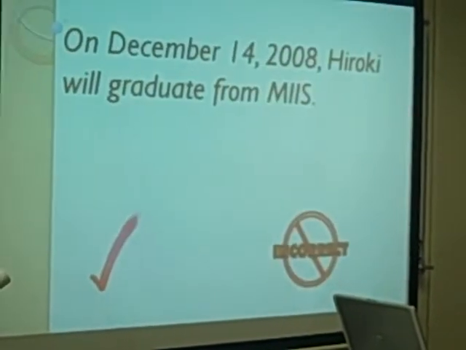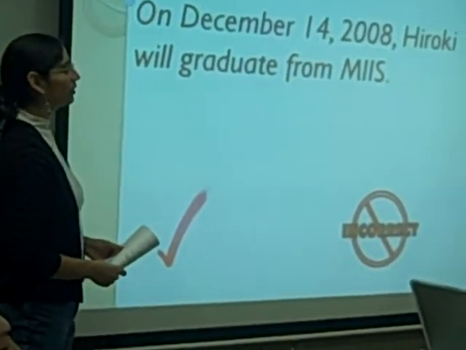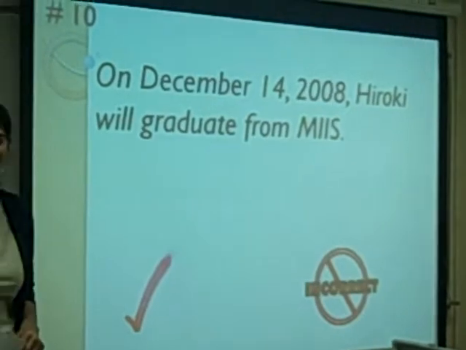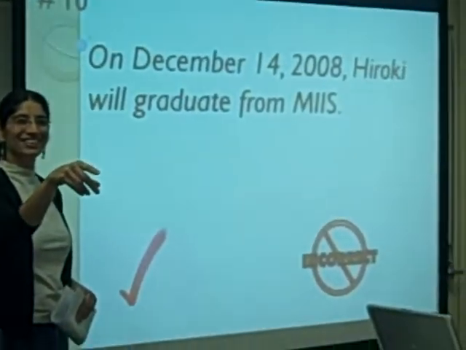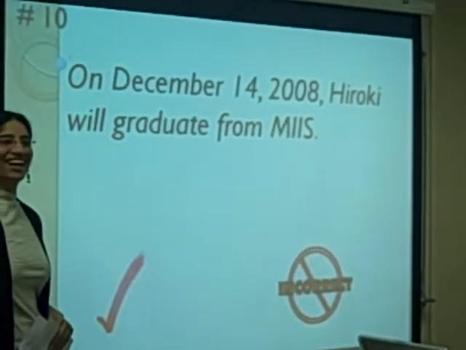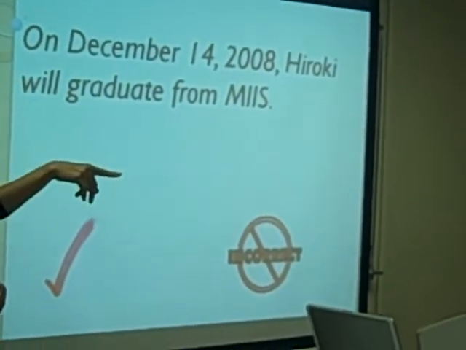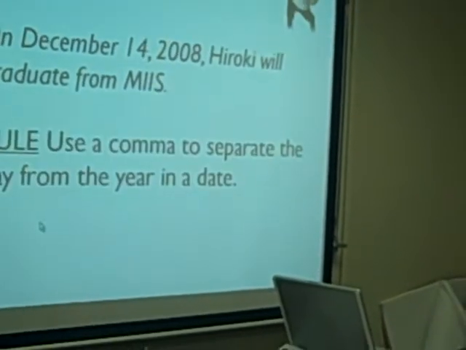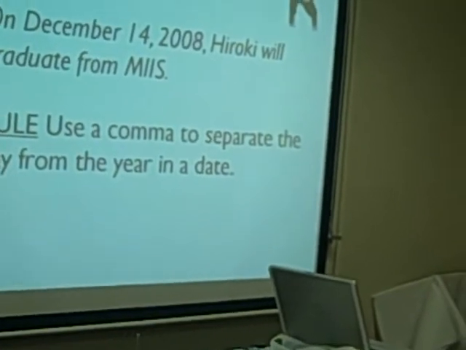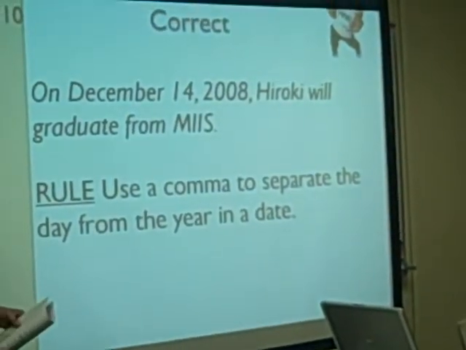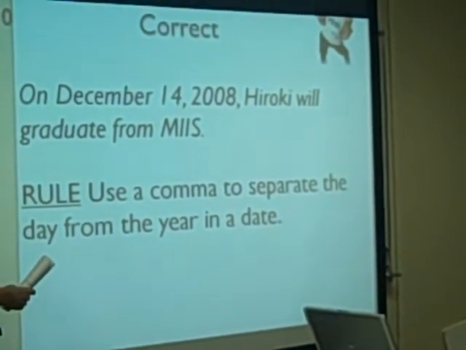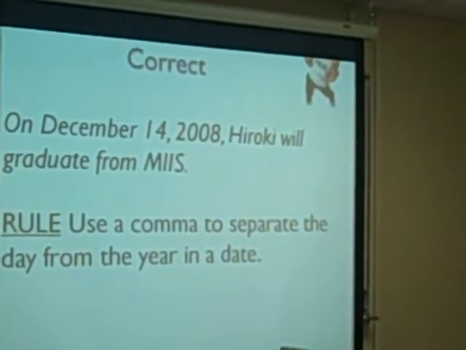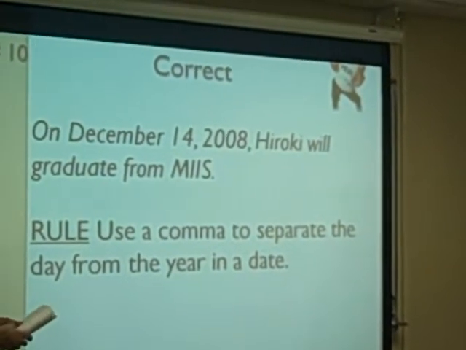On December 14, 2008, Hiroki will graduate from MIS. That is true, but is it correct? It's correct. We use a comma to separate a day from the year and a date, as Granit was saying before. On December 14, comma, 2008, comma, Hiroki. That is a rule. When you use dates, you use commas.